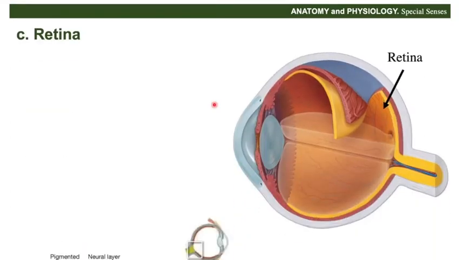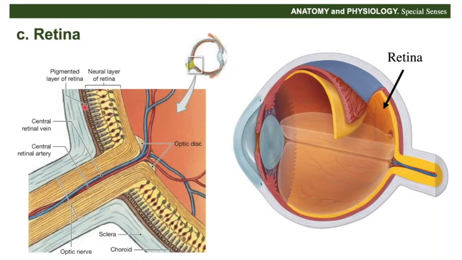The inner layer is called the retina. It consists of the pigmented layer and a thicker covering called the neural layer. The pigmented layer contains pigment cells that absorb light and prevent light from scattering inside the eye. They also remove dead or damaged receptor cells and store vitamin A needed for vision.